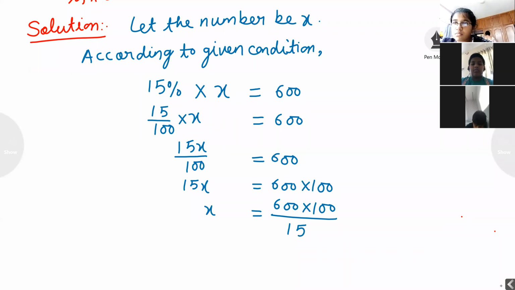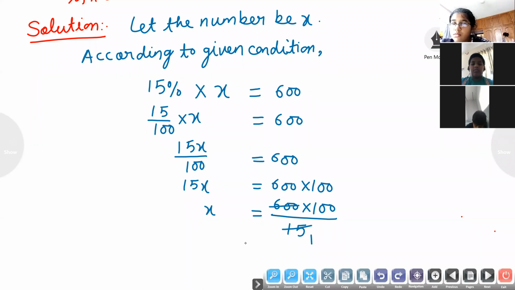Now 15 ones are 15, 15 fours are 60. Then 40 has come. 40 into 100 is equal to 4000. The value of x is 4000. Students, are you getting my point? The value of x is 4000.